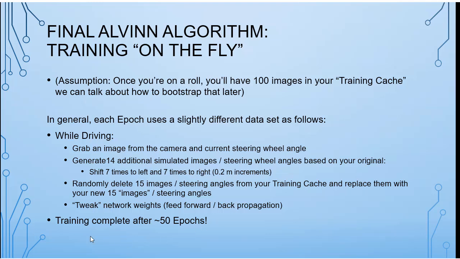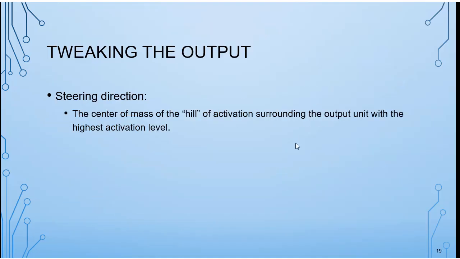And the steering direction that was chosen was, you can imagine that the outputs on the output layer of the neural network, you ended up with a sort of a bell curve, and so you figured out where the tip of that bell curve was.